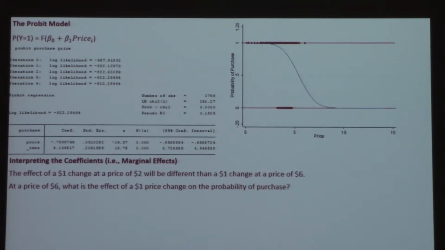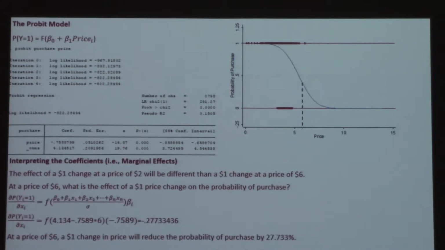All right, so let's look at a price of $6. And we can see that over here. And now we're in a portion where the slope is steep. So again, the effect is going to be 0.27. At a price of $6, a $1 increase in price is going to reduce the probability of purchasing by quite a bit. We'll reduce it by 27.73 percentage points. If we were to increase price by $1, there would be a fairly significant change.